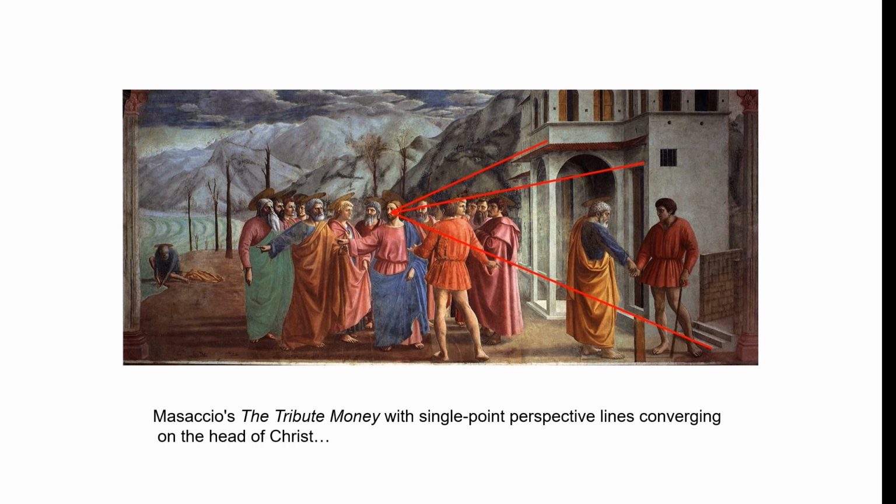Notice how an artist like Masaccio brilliantly uses single point perspective to create an illusionistic space, but also to highlight the role of Jesus slightly off center in this painting.